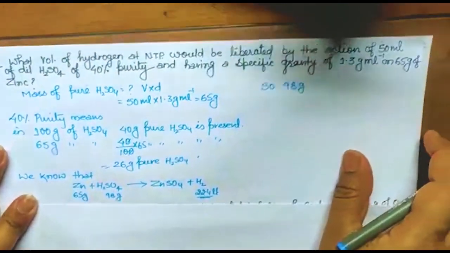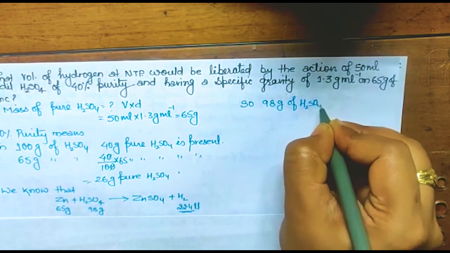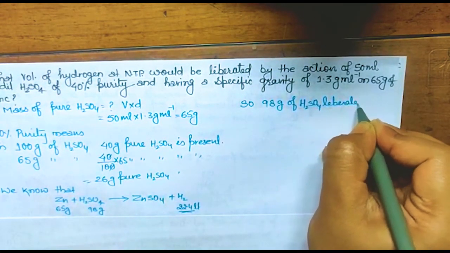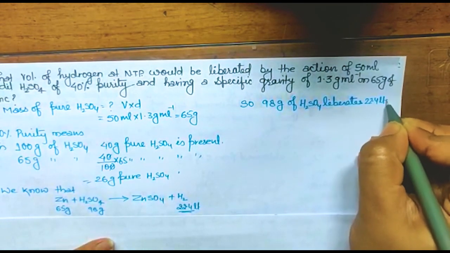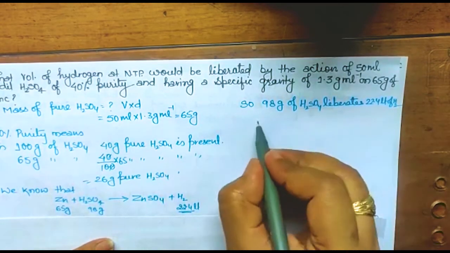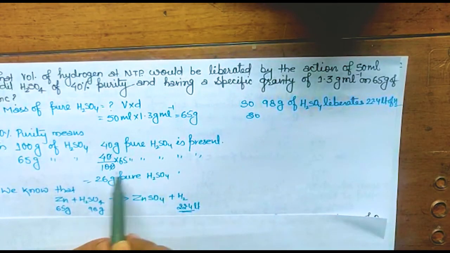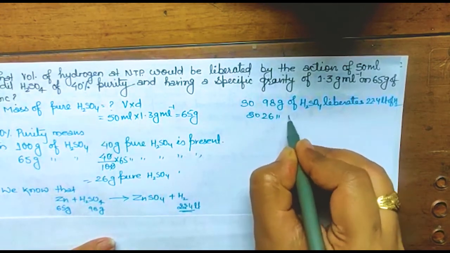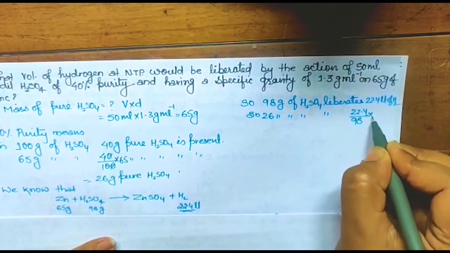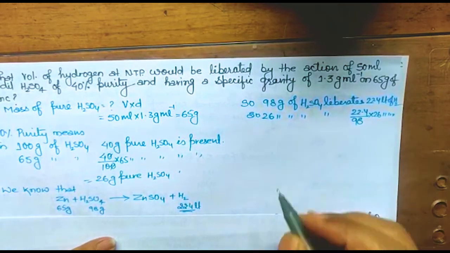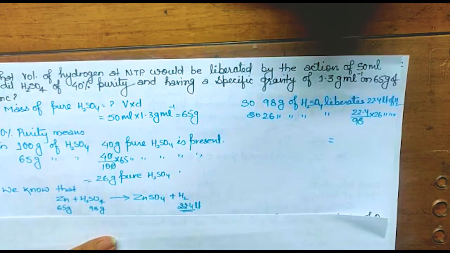Okay, so 98 gram of H2SO4 liberates 22.4 liter of H2. Yes, so how much H2SO4 do you have? 26 gram pure. Yes, so 26 gram of H2SO4 liberates 22.4 divided by 98 multiplied by 26 liter of H2, isn't it? Solve this, you'll get the volume. So let me check.